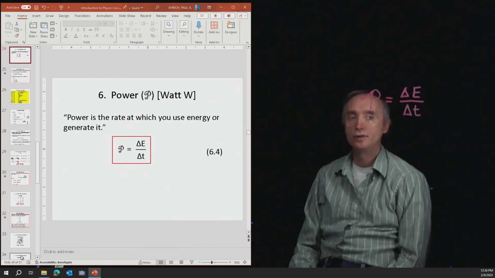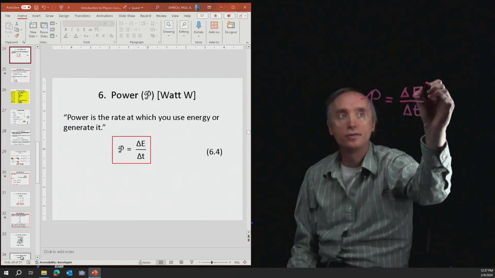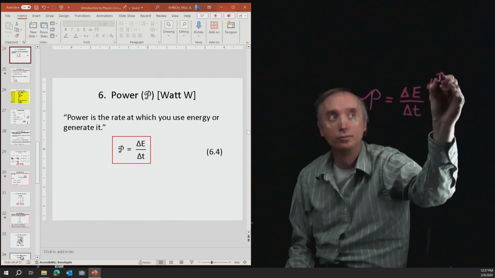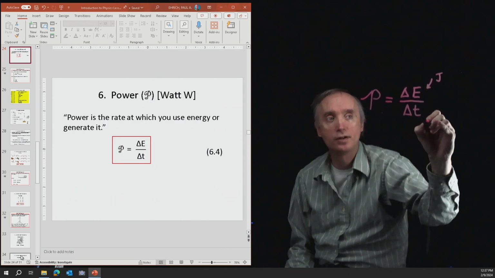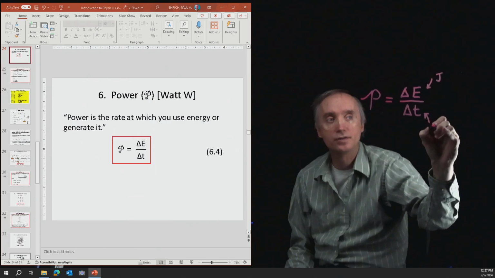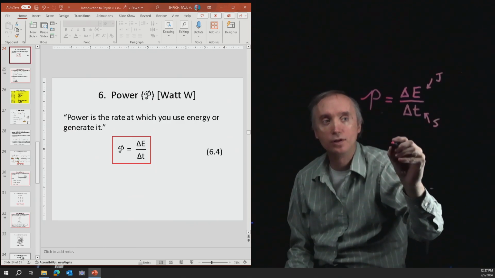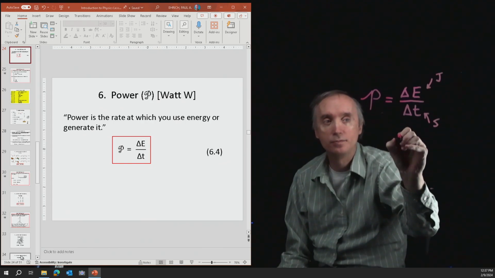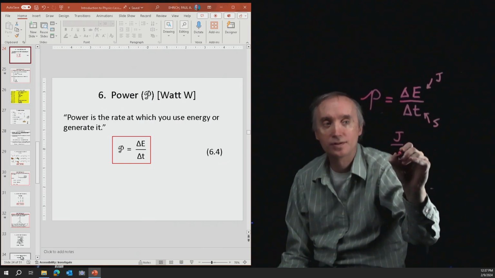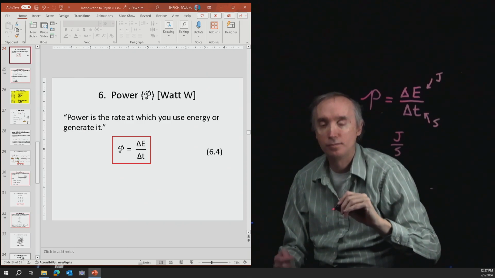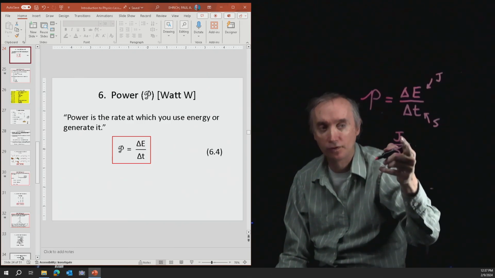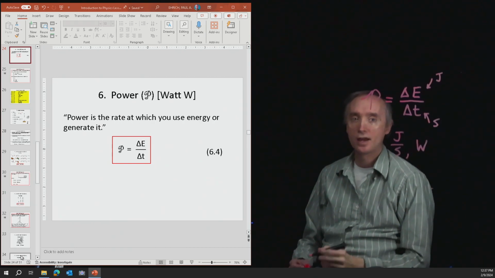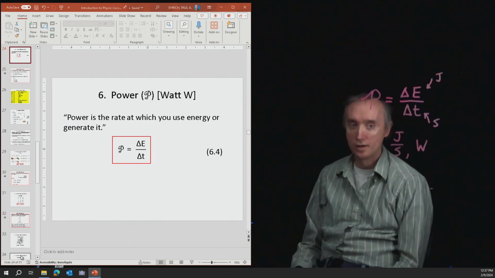So let's look at the units for this. We know that the official metric unit for energy is going to be the joule, and we know that the official metric unit for time is going to be the second. So we could say that the official metric unit for power is going to be a joule per second, but in the metric system we have a special name for this, and we're going to call it the watt. So capital W for watts.